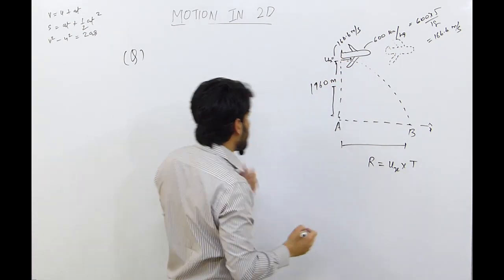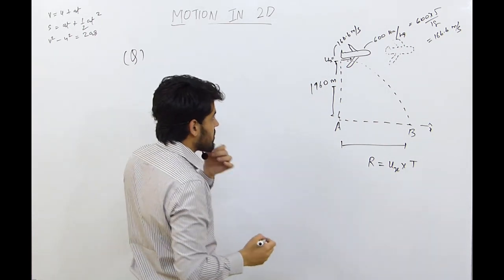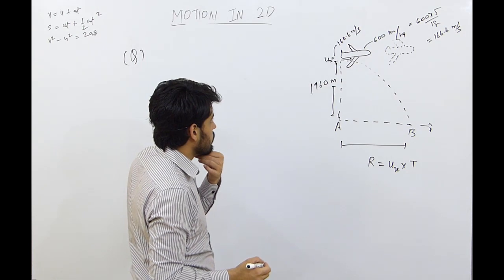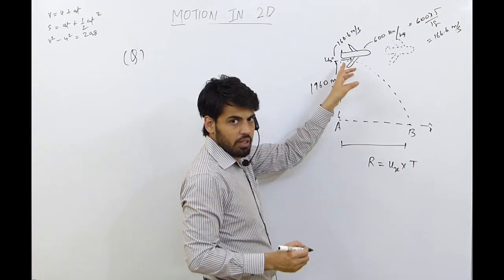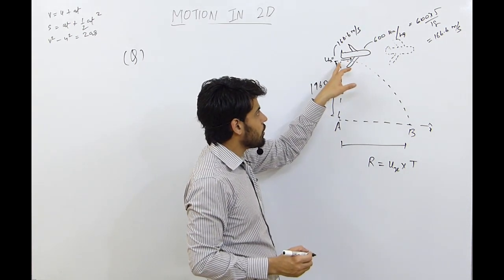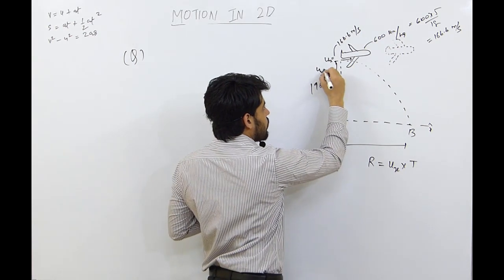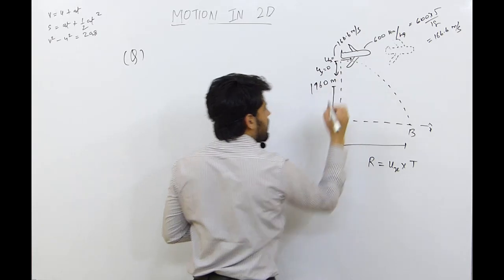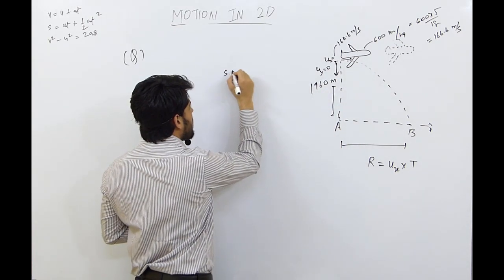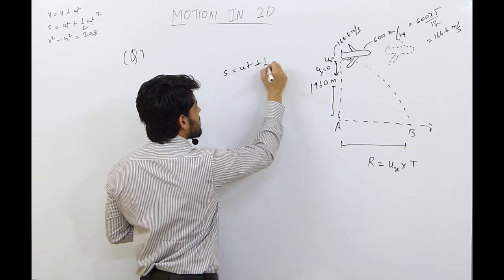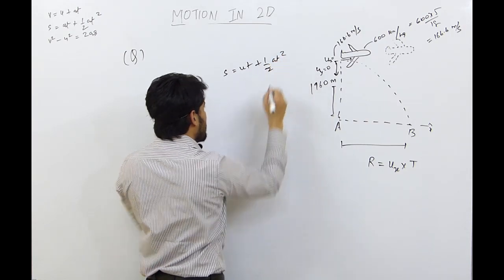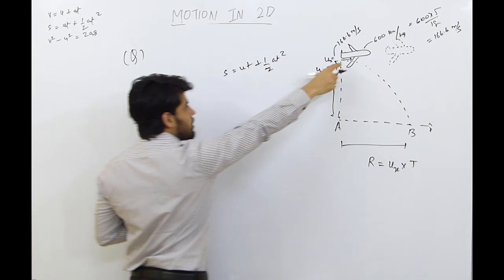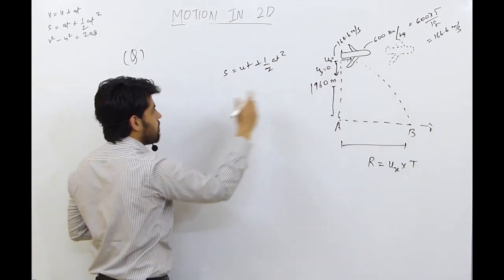So what we can use: distance s is equal to ut. See, it has been dropped from rest. So initial velocity uy is equal to 0 in the downward direction. So we can use s equals ut plus half at square. From this formula we will calculate the total time taken from this point to point B for the bomb.